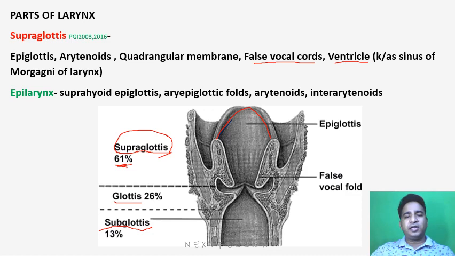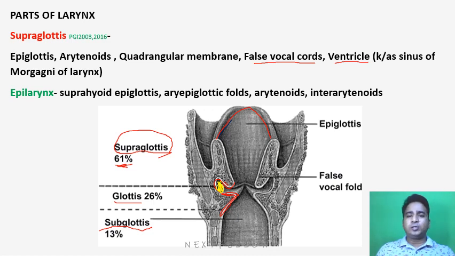What is the ventricle of the larynx? As you can see, just try to look. This is my false vocal cord, and there is a depression or invagination, and this is my true vocal cord, okay? So this area, I'll mark it by the yellow color. This area is my ventricle of the larynx, or we can say sinus of Morgagni of the larynx. So this invagination of the mucosa or recess-like area between the false vocal cord and the true vocal cord is the ventricle of the larynx.